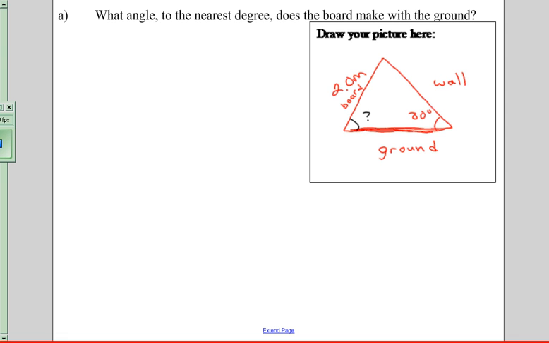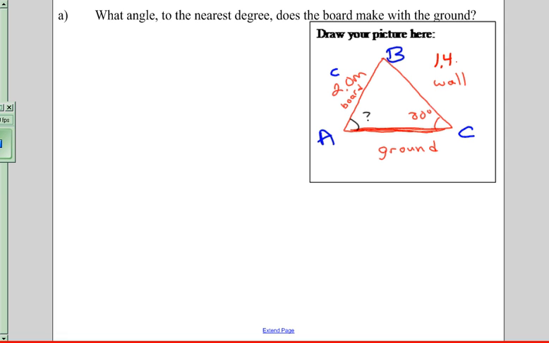We can label everything A, B, C. It's helpful. And what we're looking for is the board and the ground. So we're looking for angle A. And in order to use sine law, remember you need a complete ratio or complete pair. So we have side C and angle C. They're corresponding, so we will use that. Sorry, forgot to label the 1.4. The wall is 1.4 meters.